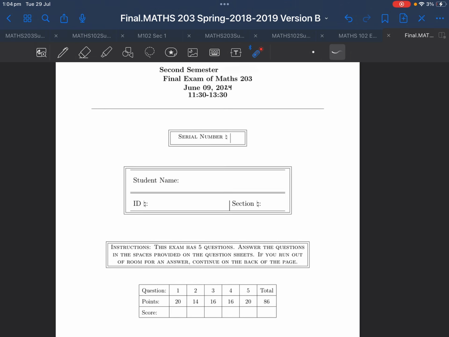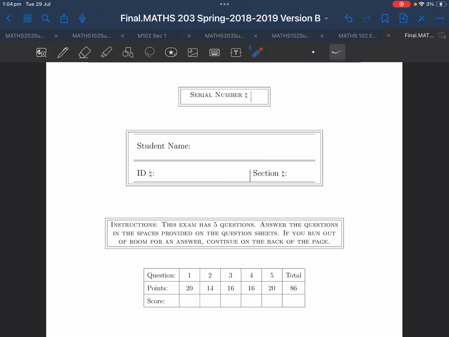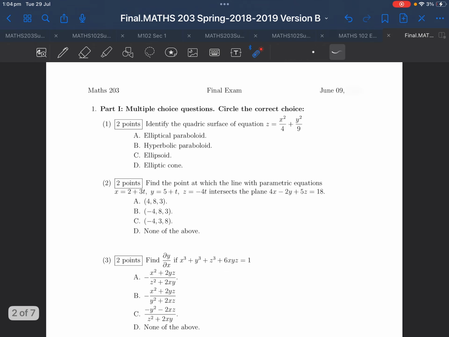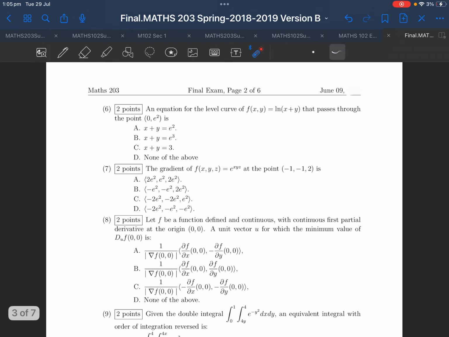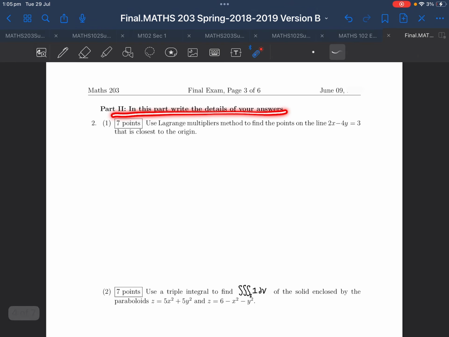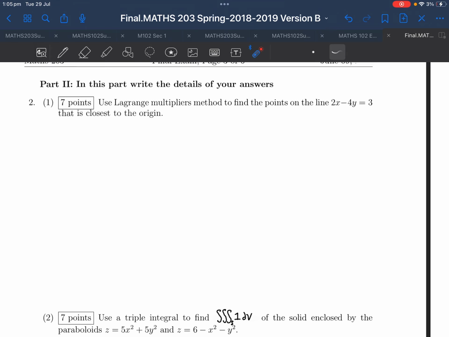Now I will start solving this final exam of Calculus 3. As you can see, it has 5 questions. Some of them are multiple choice questions. If we go to the first question, it's only the multiple choice question. I'll leave this one to the end. What I will do first, I'll solve the written part. So let me start with the first one.